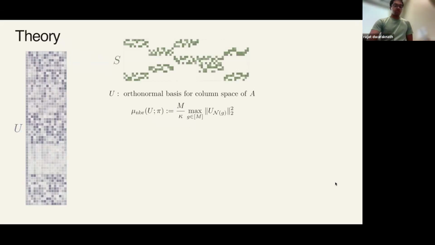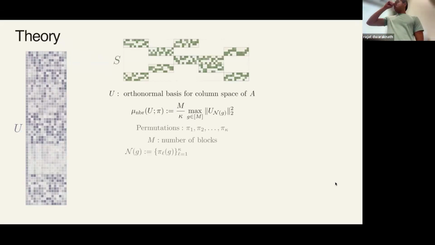the neighborhood coherence. So some notation here, we're going to define the permutations by pi. The number of blocks you have is capital M. And for each index, I'm going to define a neighborhood. So the neighborhood is basically, if you look at the first block row, the neighborhood of the first row is the non-zero permutations in this row. So for this example, it's 1 and 3, right?